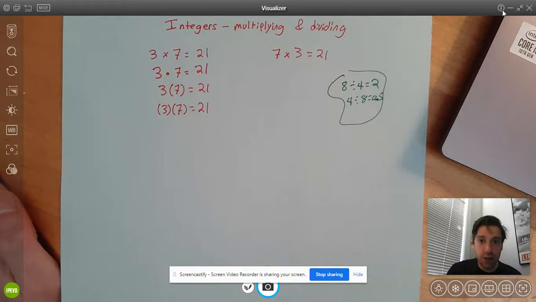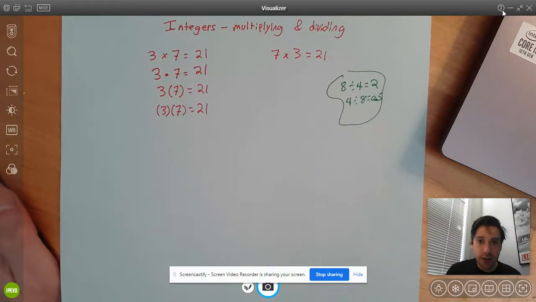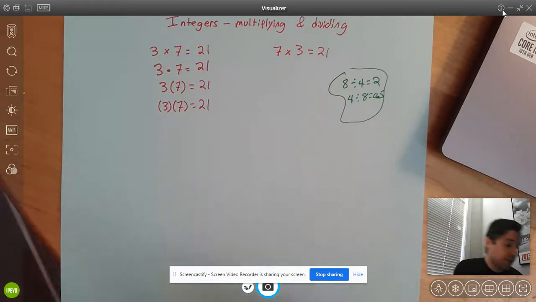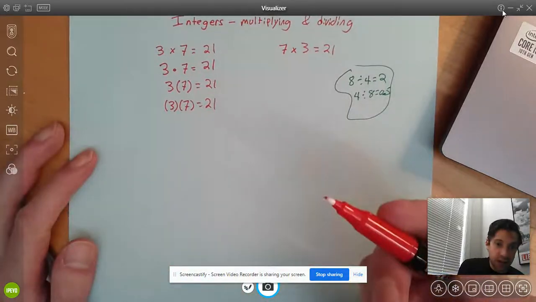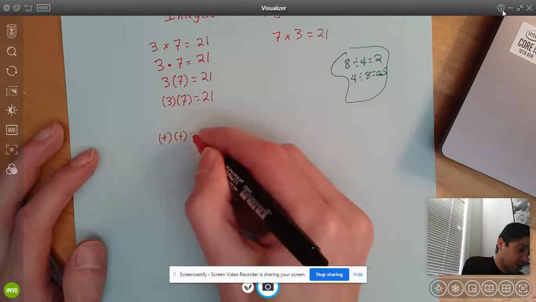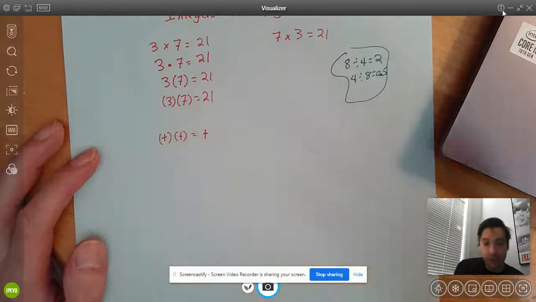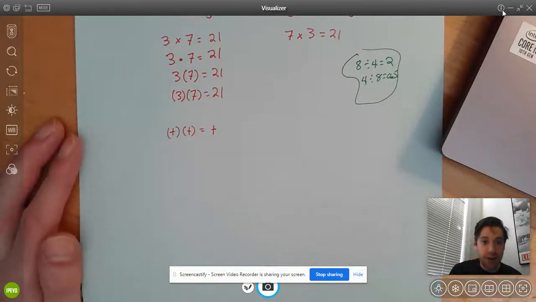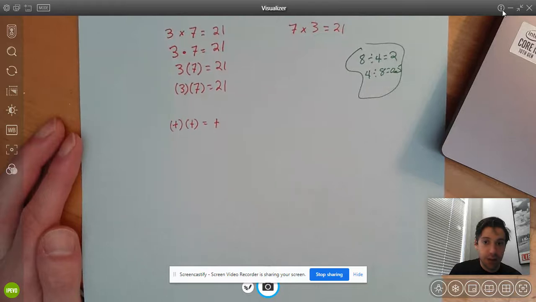So we're going to move into talking about integers, so multiplying positives and negatives. The first one we've already done. A positive times a positive is going to be a positive. So I've got 3 groups of 5 objects, whatever they are. I've got 15. So that's no problem.